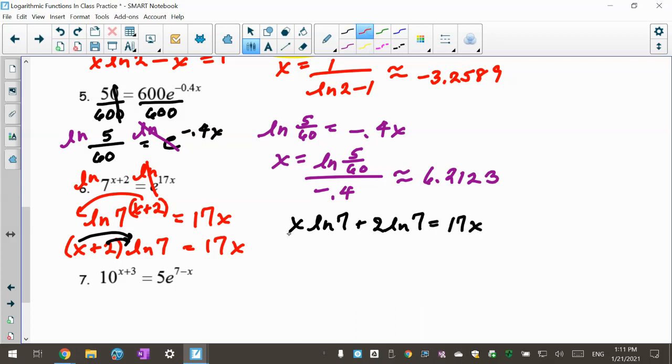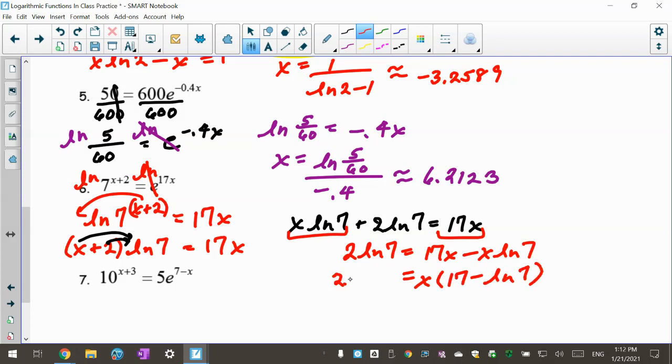Now this term has an x in it, and this term has an x in it. I'm going to move that to that side. So I have 2 natural log of 7 equals 17x minus x natural log of 7. I'm now going to factor out the x on this side. So I have x times 17 minus natural log of 7. This is 2 natural log of 7 over here. And again, now these are hooked by multiplication. I can divide by the glop. So x is actually going to be 2 natural log of 7 divided by 17 minus the natural log of 7. And when I put that in my calculator and round it to 4 decimal places, I get 0.2585.